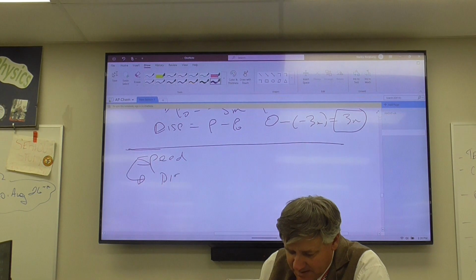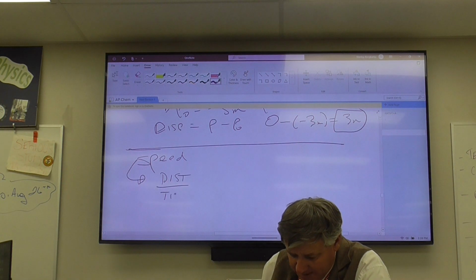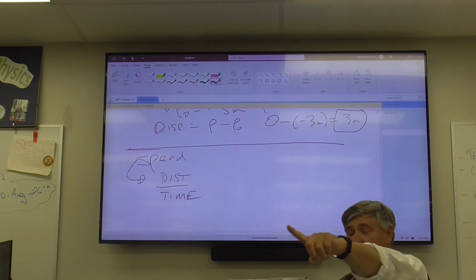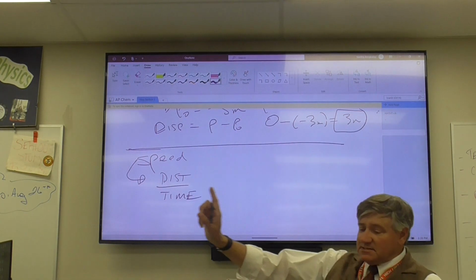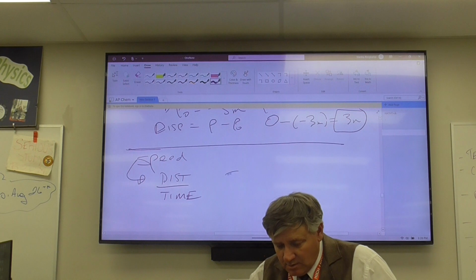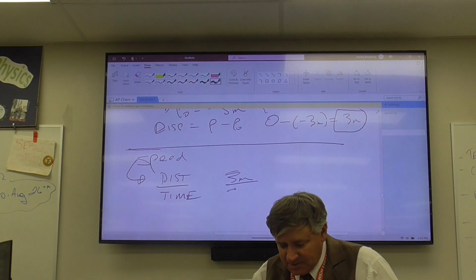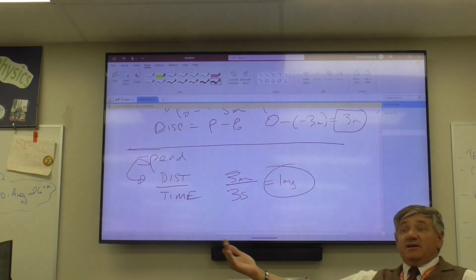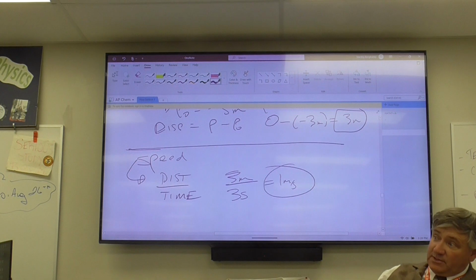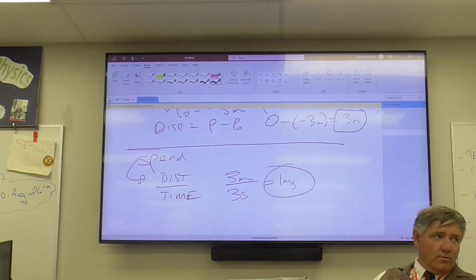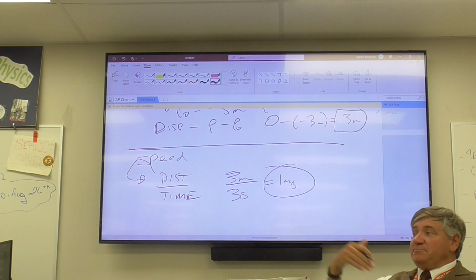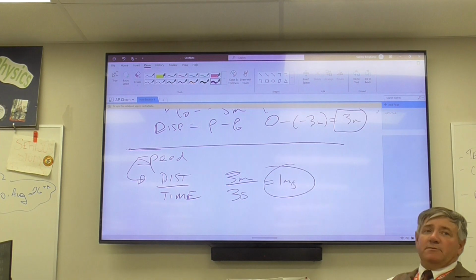Speed is distance divided by time. Connor A correctly said that the distance I traveled was 3 meters, and it took 3 seconds, so my speed going out was 1 meter per second. Is my speed coming back, assuming it took me 3 seconds, also 1 meter per second? Yeah. So my speed going out and my speed coming back are both 1 meter per second.